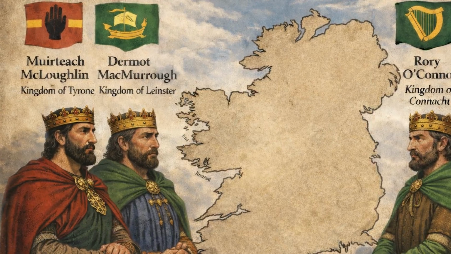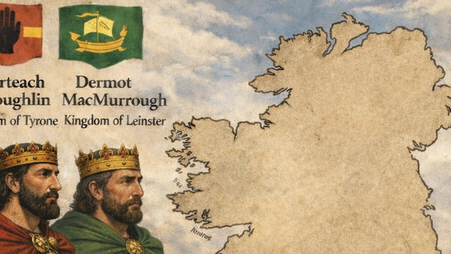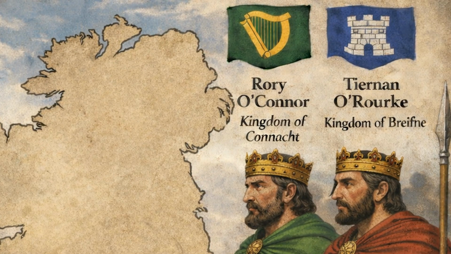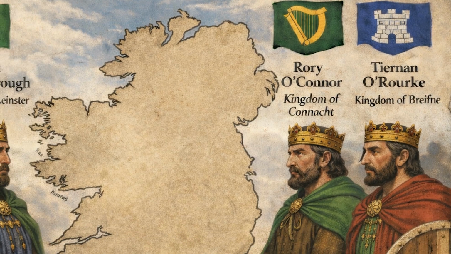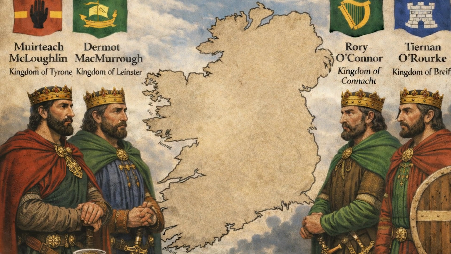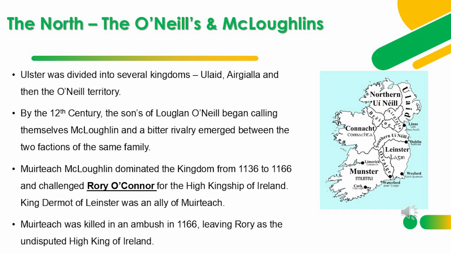King Dermot of Leinster was an ally of Murtagh. Tiernan O'Rourke of Breffni was an ally of Rory O'Connor. So there was this major alliance between several of the large kingdoms. On one side you had Leinster and the Northern O'Neills, and then you had the kingdoms of Connacht and Breffni as another. So Murtagh MacLachlan was the challenger for the High Kingship on one side, Rory O'Connor on the other. Now, Murtagh died in an ambush in 1166, which left Rory O'Connor as the undisputed High King of Ireland.